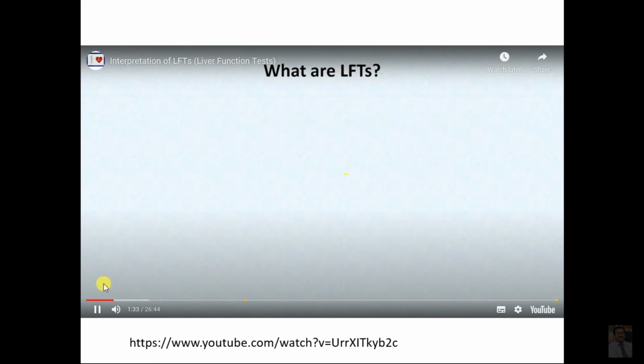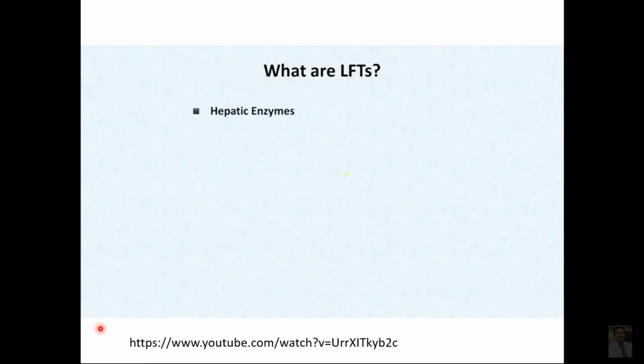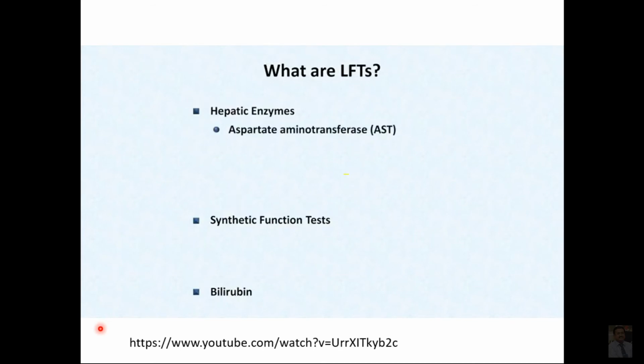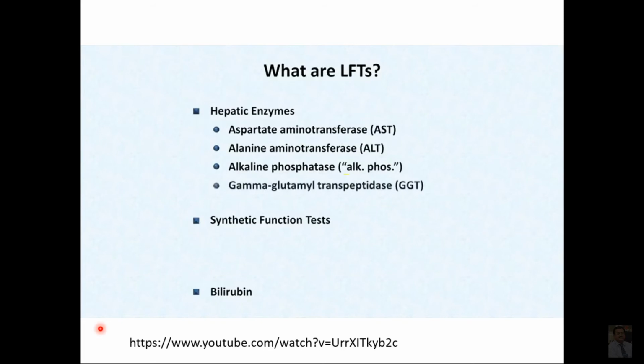The specific tests included under the general heading of LFTs are hepatic enzymes, tests of synthetic function, and bilirubin. In common practice, there are four hepatic enzymes of interest: aspartate aminotransferase, abbreviated AST, alanine aminotransferase, or ALT, alkaline phosphatase, which is commonly informally abbreviated ALKPHOS, and gamma glutamyl transpeptidase, abbreviated GGT. AST and ALT are collectively known as the aminotransferases. In addition to these four enzymes, the literature also frequently discusses the diagnostic use of 5-nucleotidase. However, I've never seen it ordered once, so won't discuss it further here.